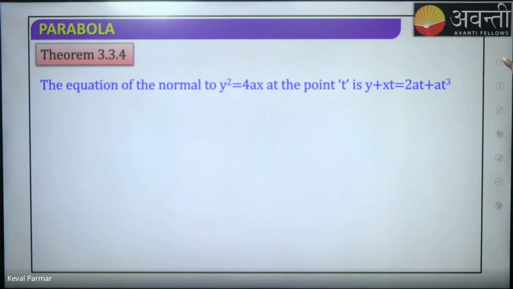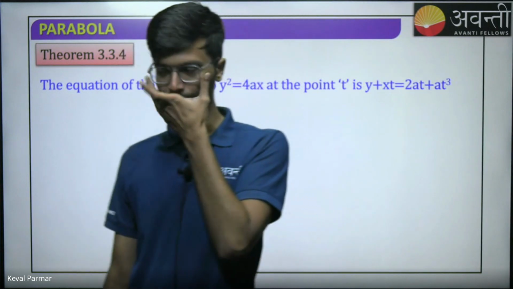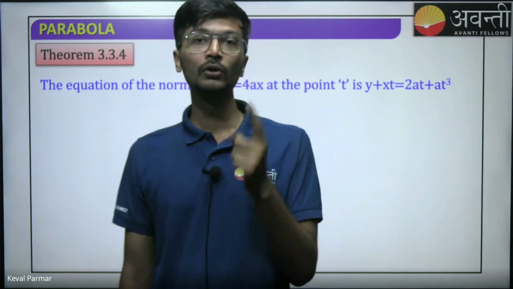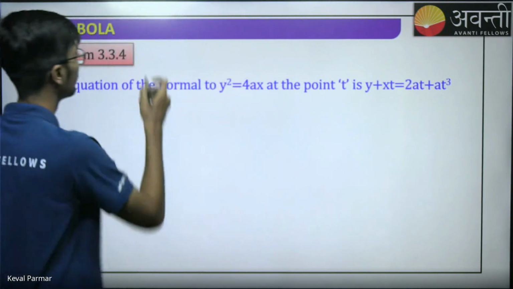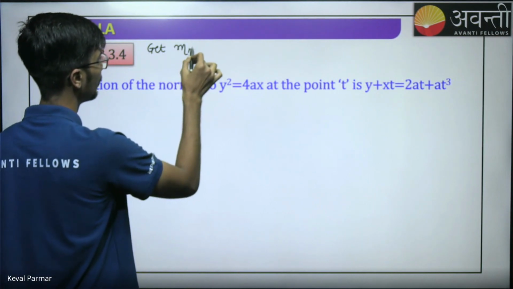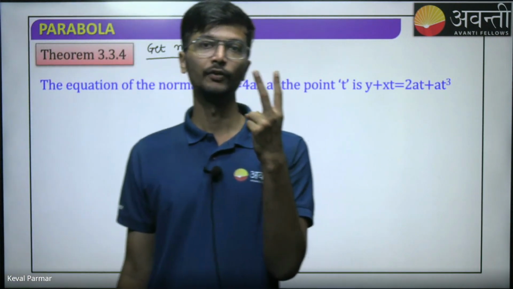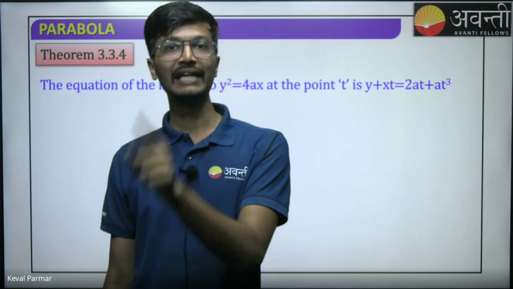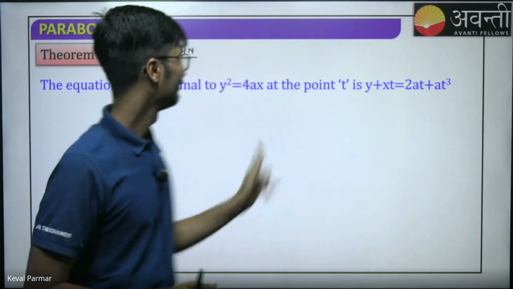Now we have normal. Now I want you all to try normal. See, I'll give you a hint. We know the slope of tangent. See, step one, I'll write here: get slope of normal. How do we get slope of normal? Tangent and normal are perpendicular to each other. We know equation of tangent. So if I have equation of tangent, I can get slope of tangent and will get slope of normal.